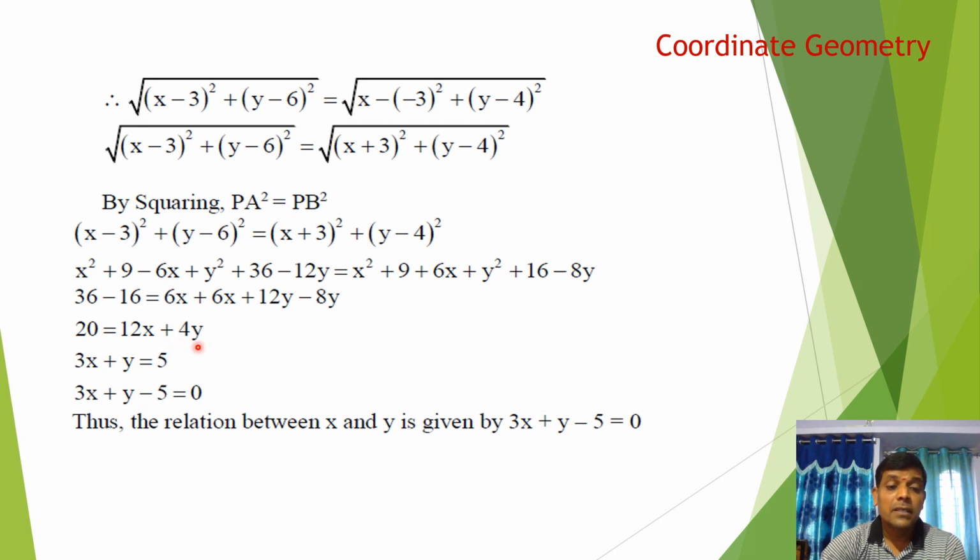Now what do you observe? Each and every value is divisible by 4. 4 into 5, 4 into 3 and 4 into 1. So this is written as 4 3s are 12, 4 1s are 4. So 3x plus y equals 4 into 5, 20. So this is written as 3x plus y equals 5. So 5 in the RHS place. Transpose 5 from RHS to LHS, it becomes minus 5. This is written as 3x plus y minus 5 equals 0. So this is the relation between x and y. The relation between x and y is 3x plus y minus 5 equals 0.